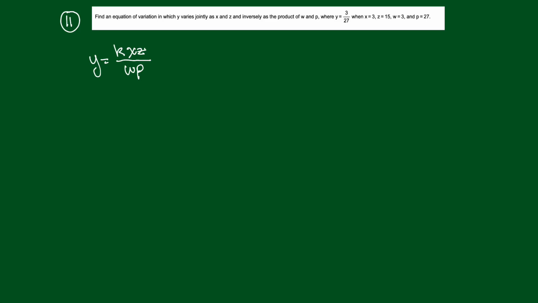Now let's get the specific one by substituting values. So here's what we know. Y is equal to 3 over 27, which is a strange thing because that's just 1/9. X equals 3, Z equals 15, W equals 3, and P equals 27. All right, so let's just put all these numbers back into our equation. I'll take all these numbers, put them into the equation here. So we'll get Y, I'll just write it as 3 over 27 since that's how they're giving it to us.